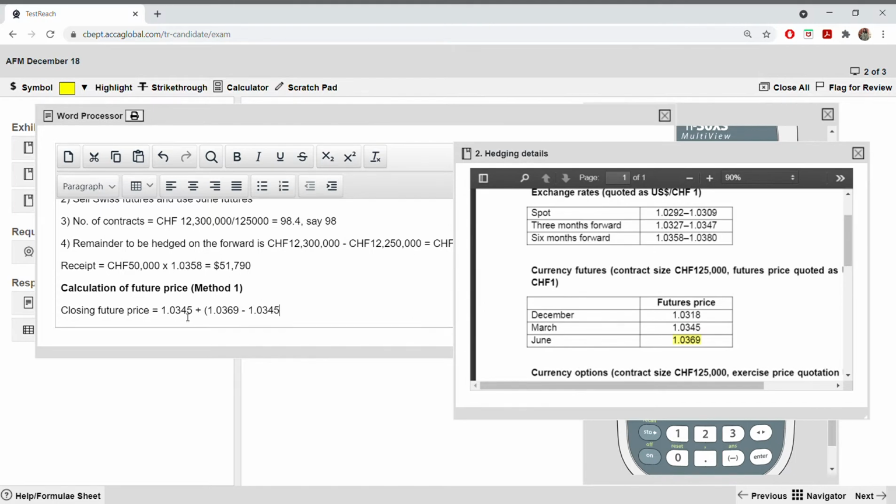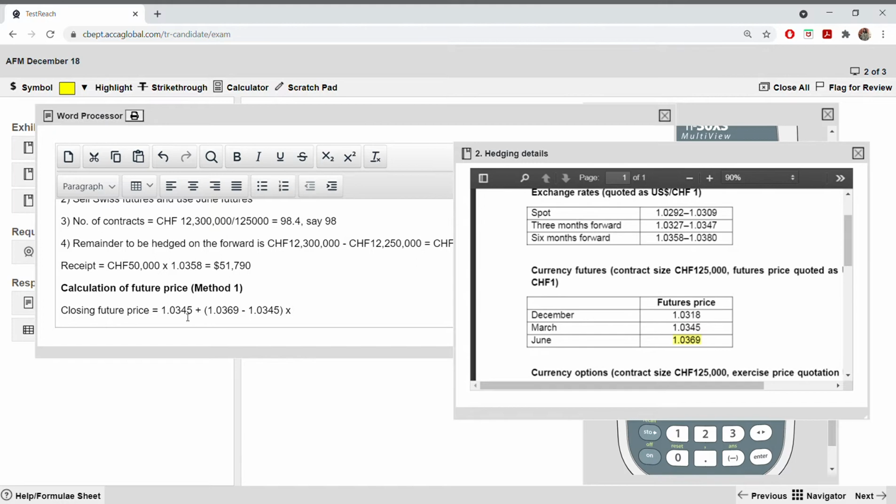Some of you might be confused whether it's March future minus June future or June future minus March future. It is always the latest minus the old. So 1.0369 minus 1.0345. Close the bracket. Make sure this is in brackets. Okay, multiply by, I'm going to put the cross. I multiply by what?